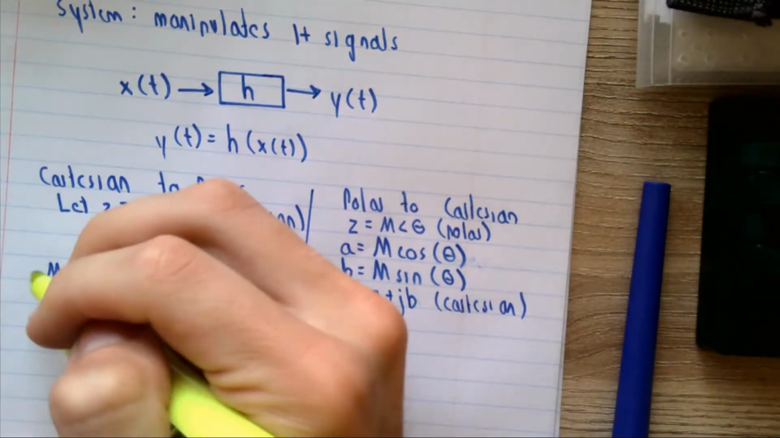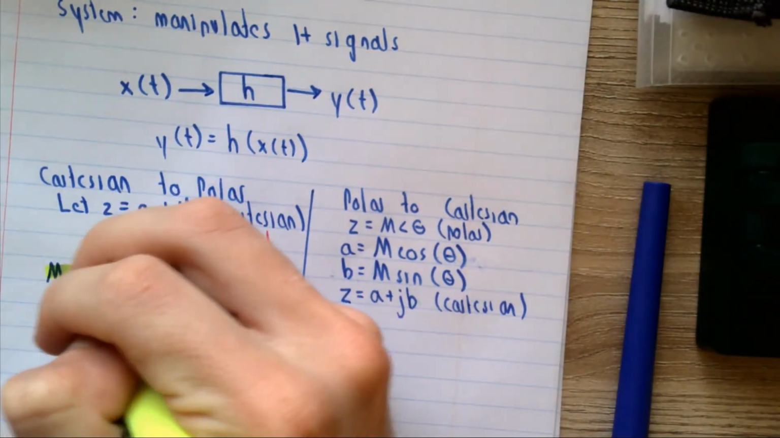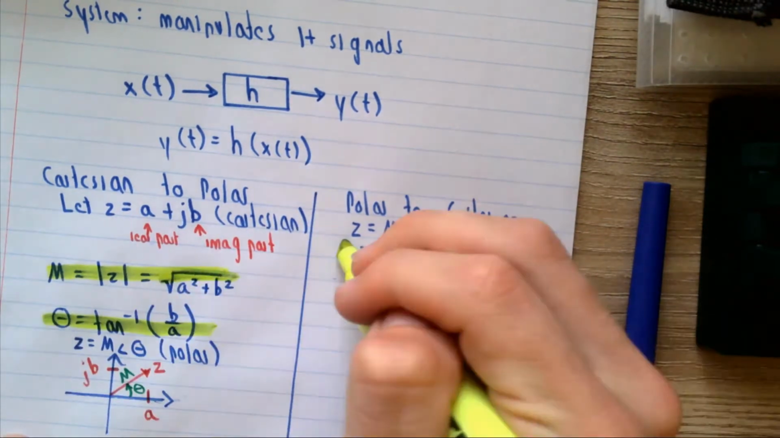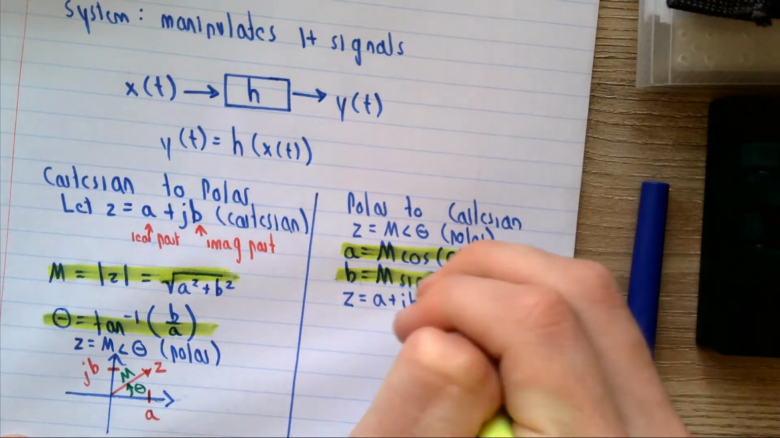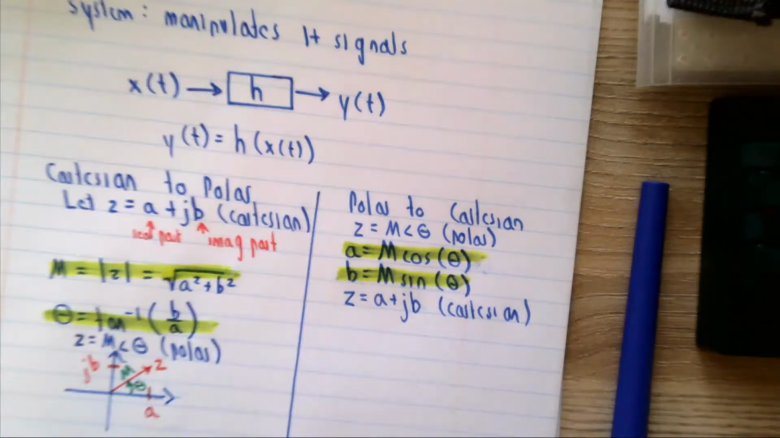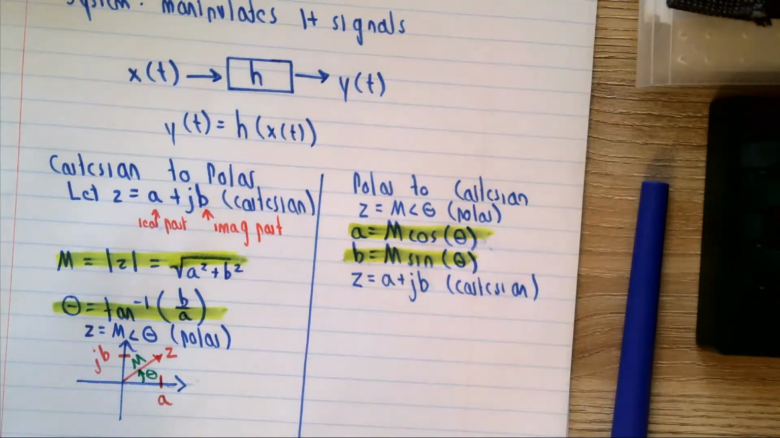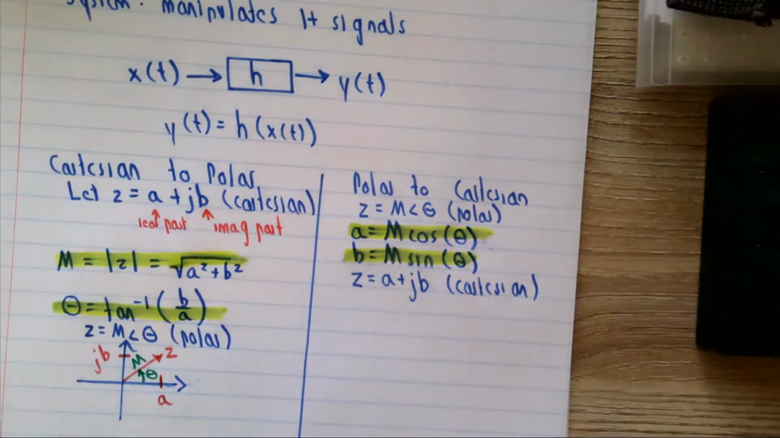So this one right here takes the length of the diagonal, this one finds the angle, this one finds the x, and this one finds the y term. Okay, now that we covered those, we need to know a little bit about addition and subtraction. When you do addition and subtraction, the preferred method is Cartesian.